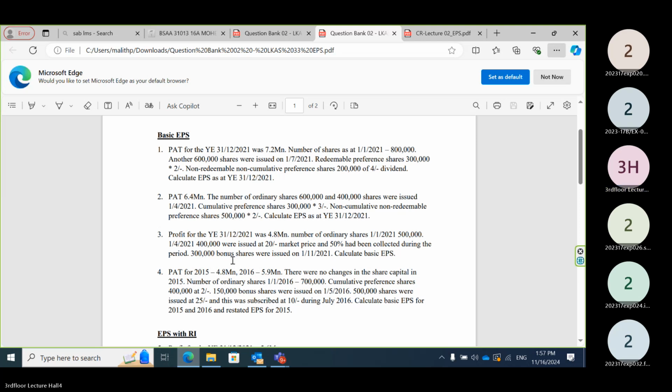$5.052. 5.052 is the basic earning per share. Number of shares, 50% is the right collector. How many shares, nothing is calculated.